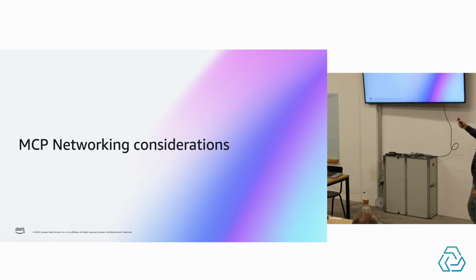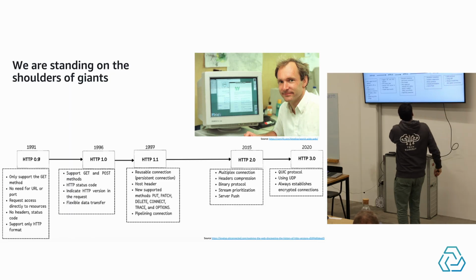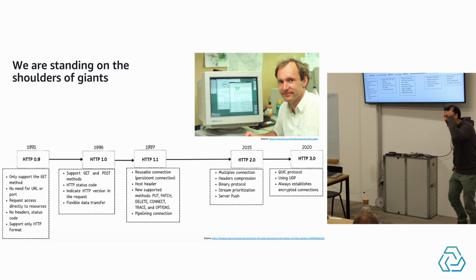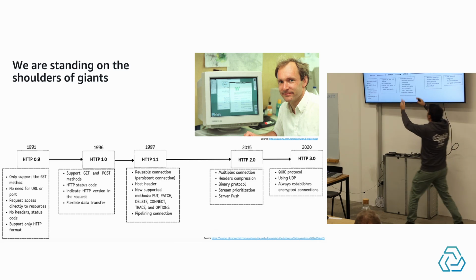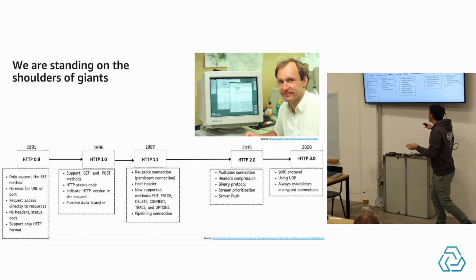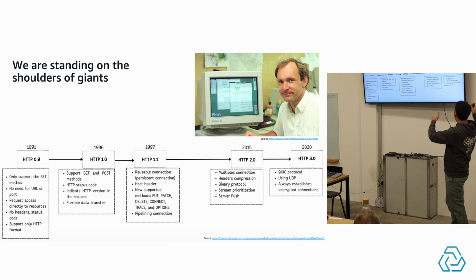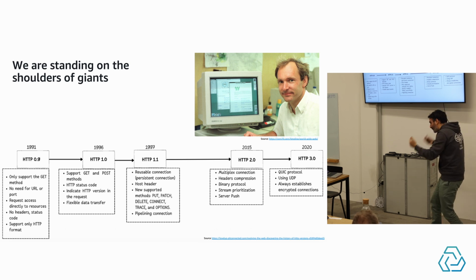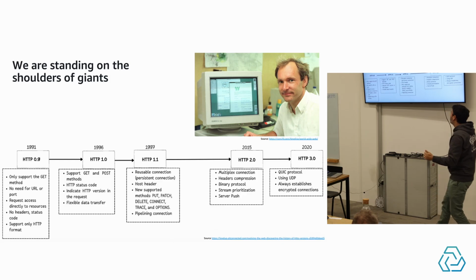So networking considerations. There is one protocol on the internet, which is HTTP. It took 30 years to evolve. It went under a lot of scrutiny and optimization. It's great, it's stable, it's battle tested. Everything we do typically on the internet, to some extent, we are standing on the shoulders of giants, and we should probably learn from past lessons.